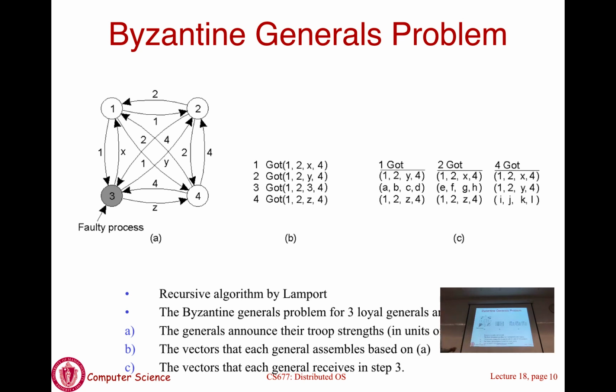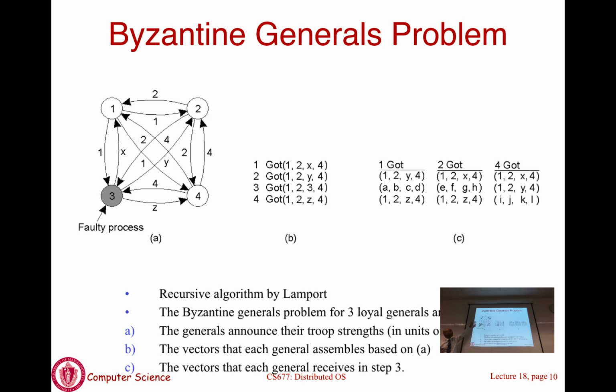So here is an example of how we are going to handle the Byzantine general problem. We'll assume there are 4 generals: 1, 2, 3, and 4. And we know that 3 is Byzantine faulty. But the generals themselves don't know that, obviously.